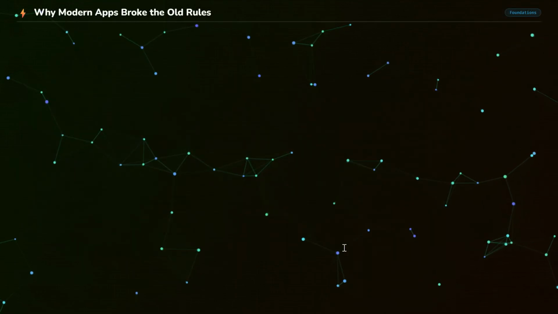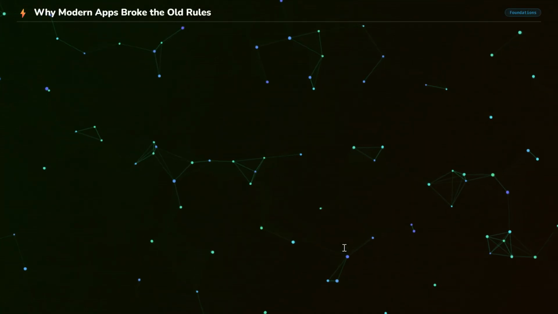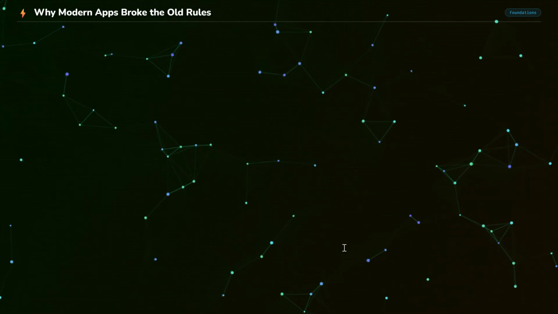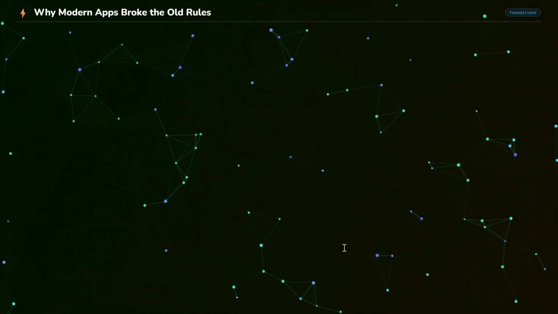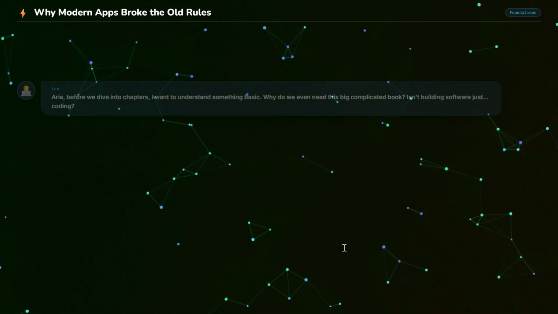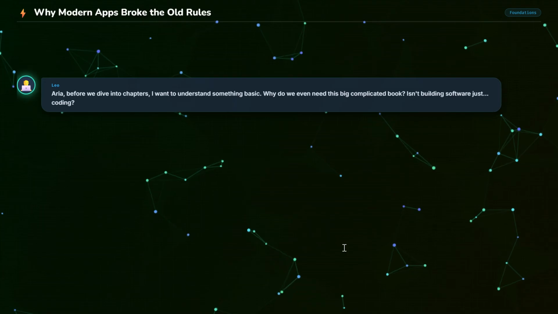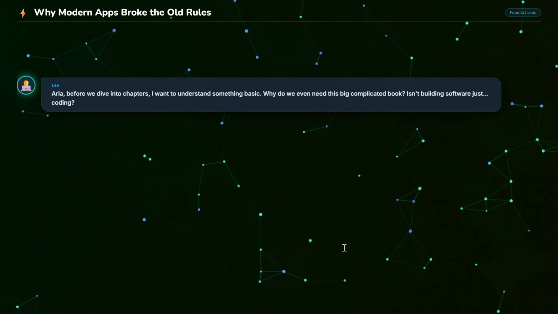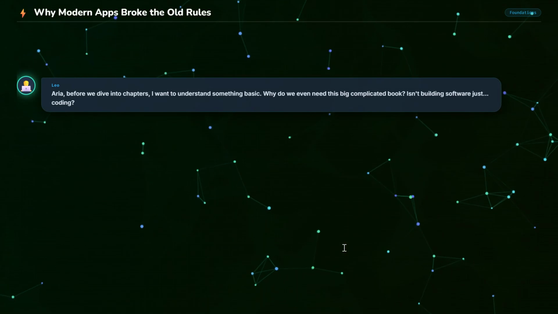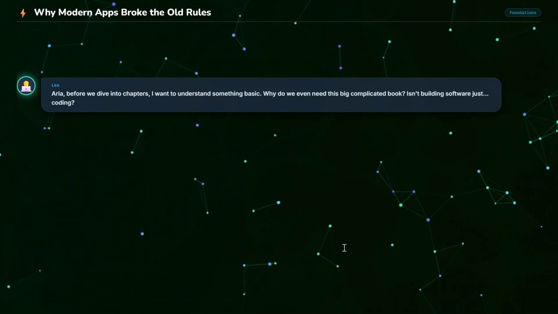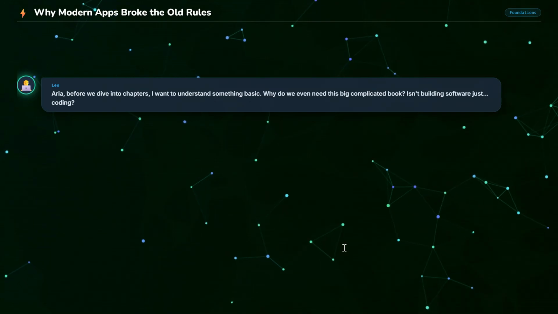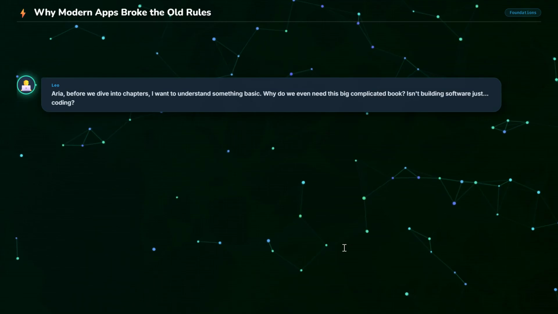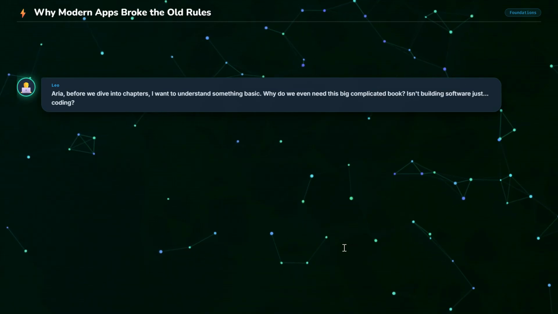Let's start with the most fundamental question. Why do modern applications need all this complex engineering in the first place? Aria, before we dive into chapters, I want to understand something really basic. Why do we even need this big complicated book? Is not building software just writing code?